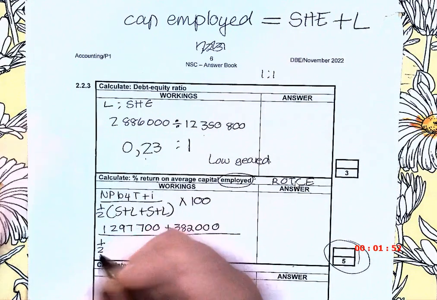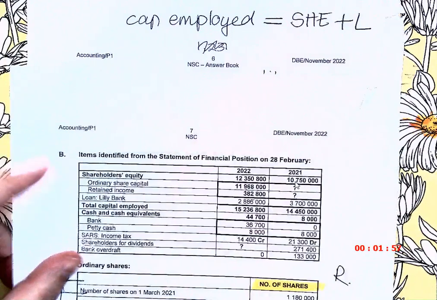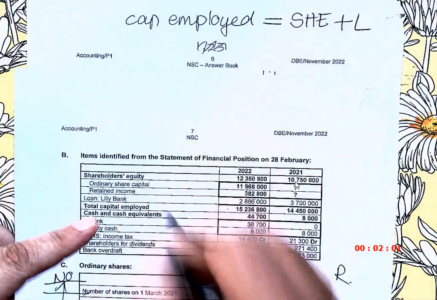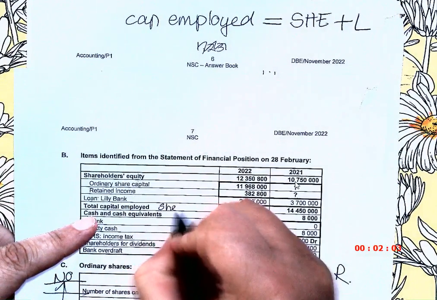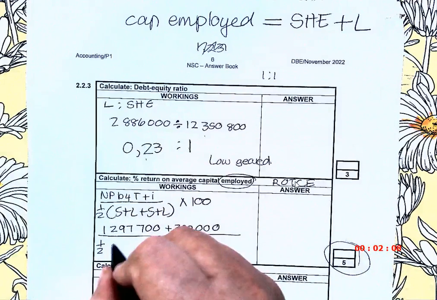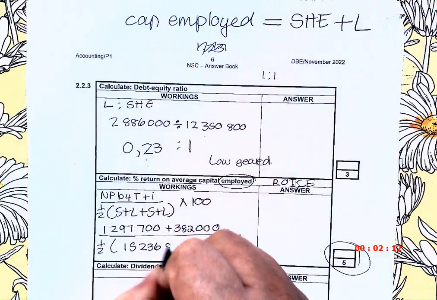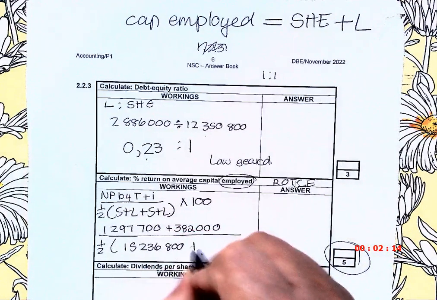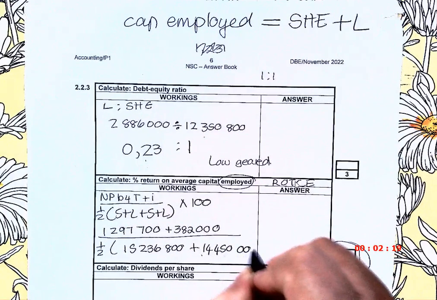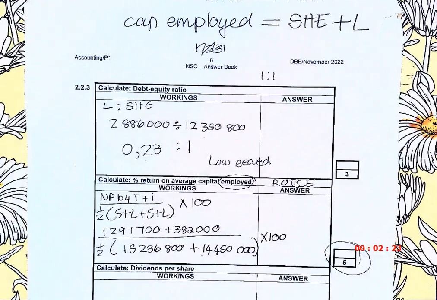shareholders' equity plus loan. They gave me the total capital employed. Can you see? They already gave me the shareholders' equity plus loan. So I just need to take those two totals. So it's half of 15,236,800 plus 14,450,000, times 100. Now if you look at this, your space is very limited.